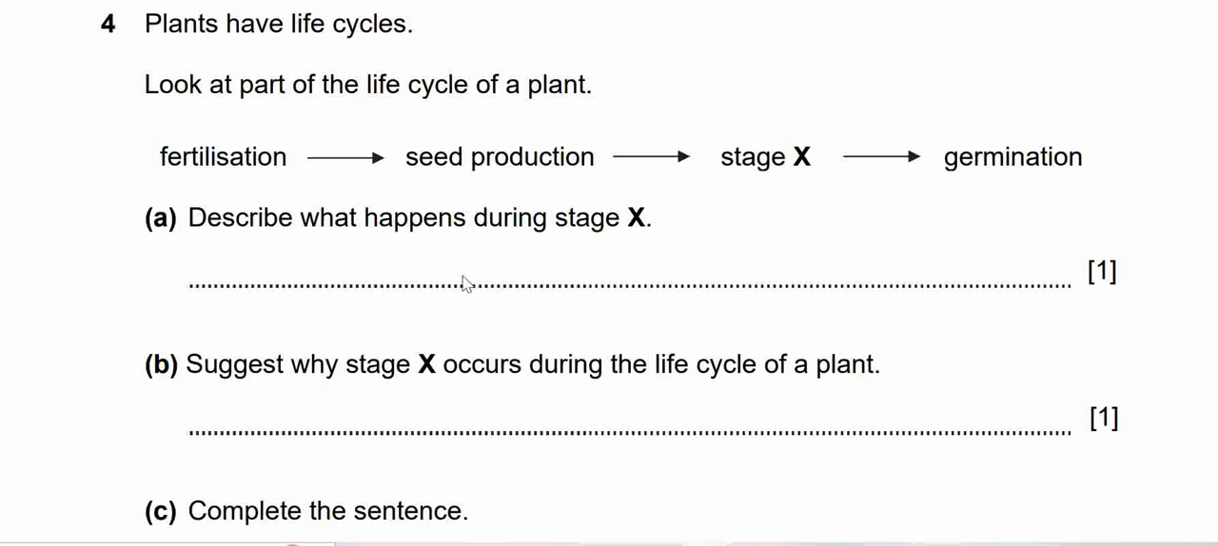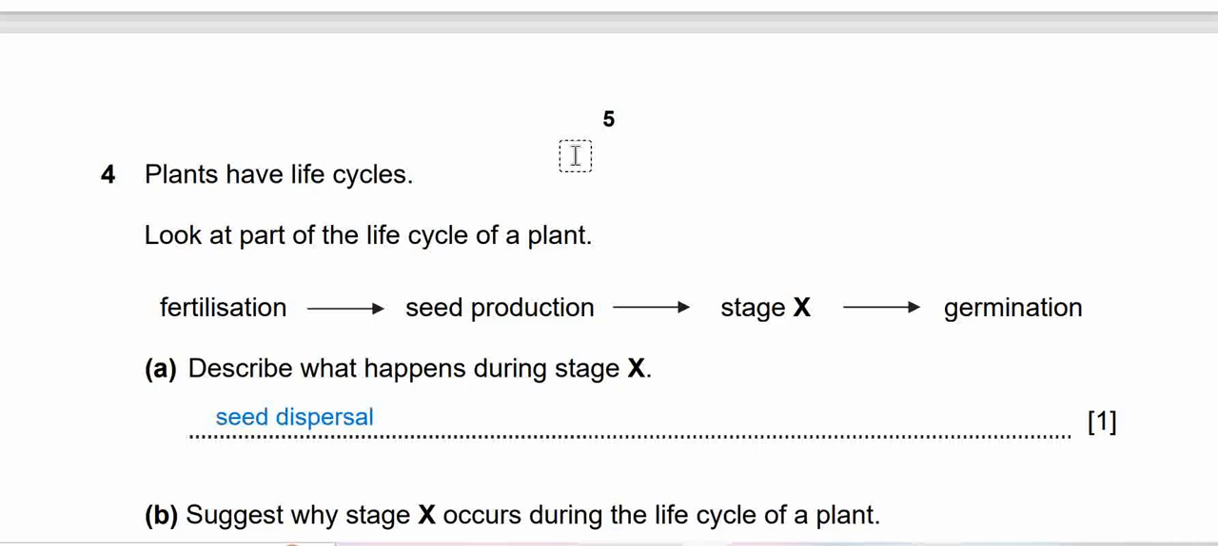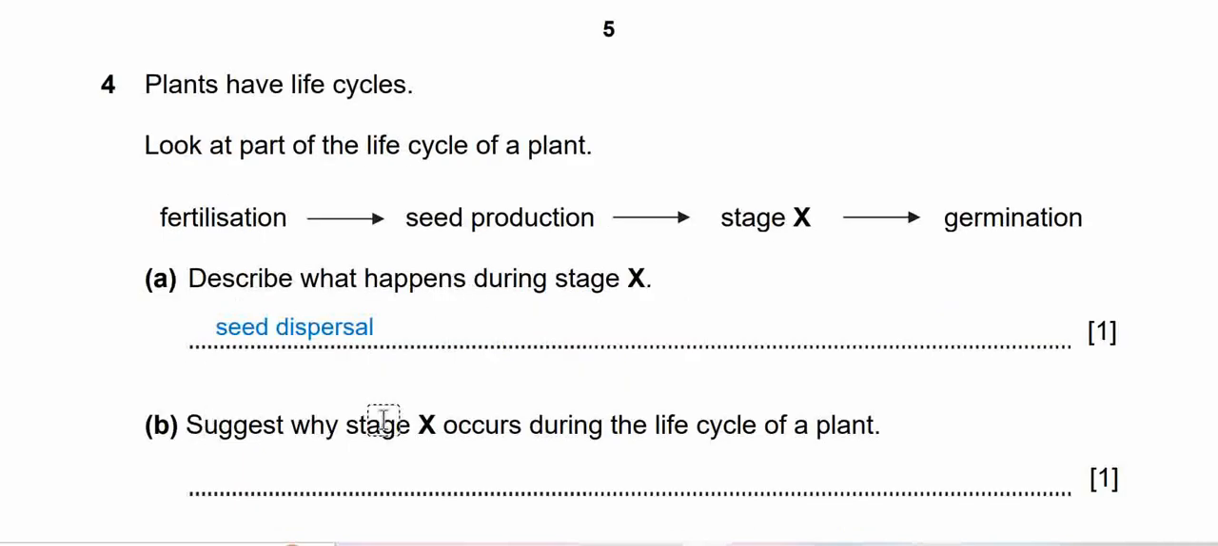Right, let's open up the answer. Here we go. So it's seed dispersal. So after seed production, it will be dispersed. And then after that, at the right place and temperature, it will germinate. Next, we move on to question 4B. Question 4B suggests why stage X occurs during the life cycle of a plant. 10 seconds from now.